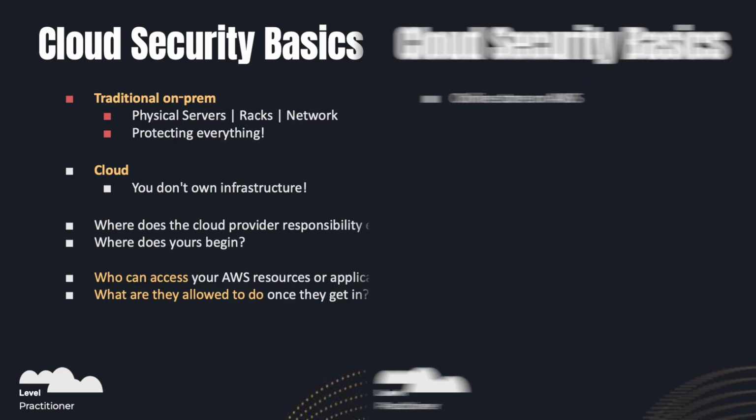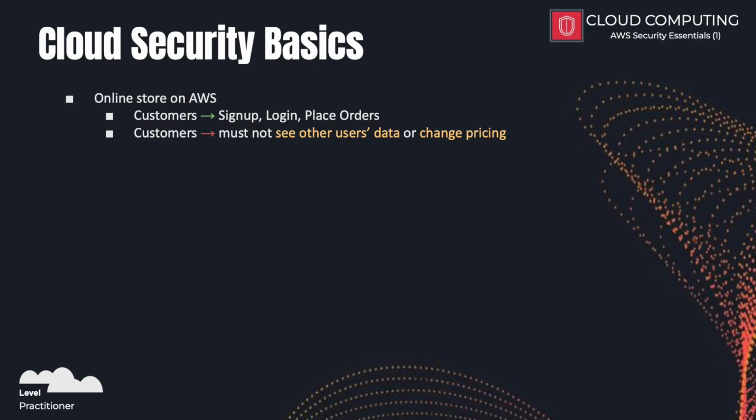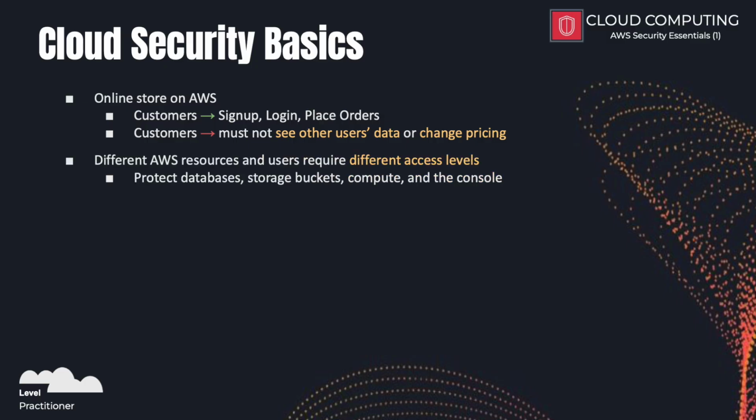Think of a small online store running on AWS. Customers should be able to sign up, log in, and place orders, but they should never be able to see other customers' data or change pricing. In AWS, you're protecting many different things: databases, storage buckets, compute resources, your management console, and the application exposed to the internet. Different users and systems need different levels of access.